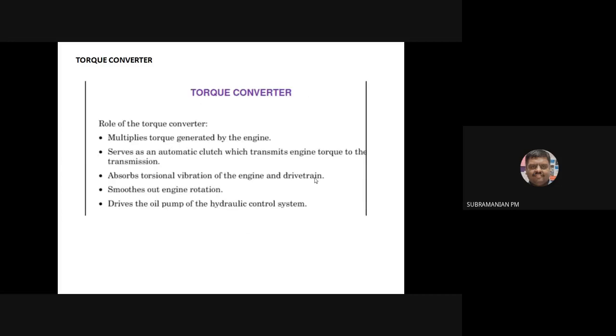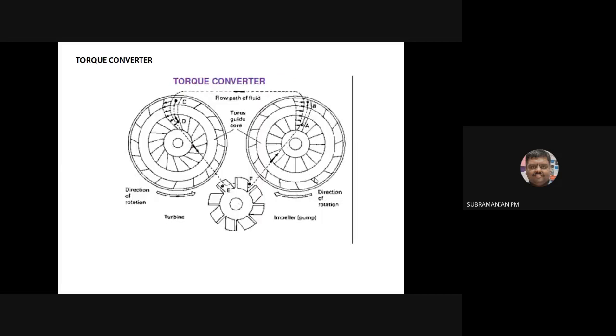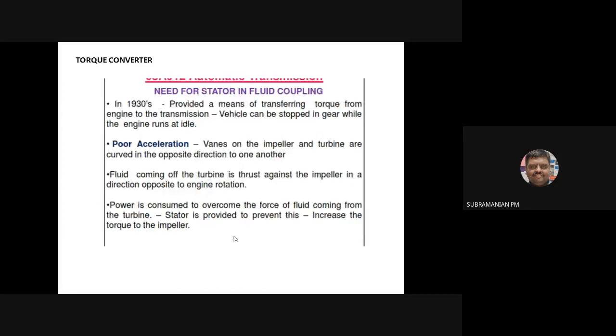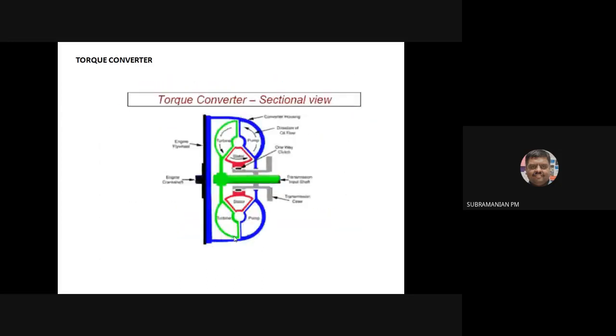My stator is mounted on a one-way clutch. What do you mean by one-way clutch? You can see this, this is the most simplified sketch. This also you can adapt. My stator is mounted on a one-way clutch. One-way clutch means it will allow the stator to rotate in one direction only. In the other direction, it will not allow. So my one-way clutch will allow the stator to rotate in one direction.